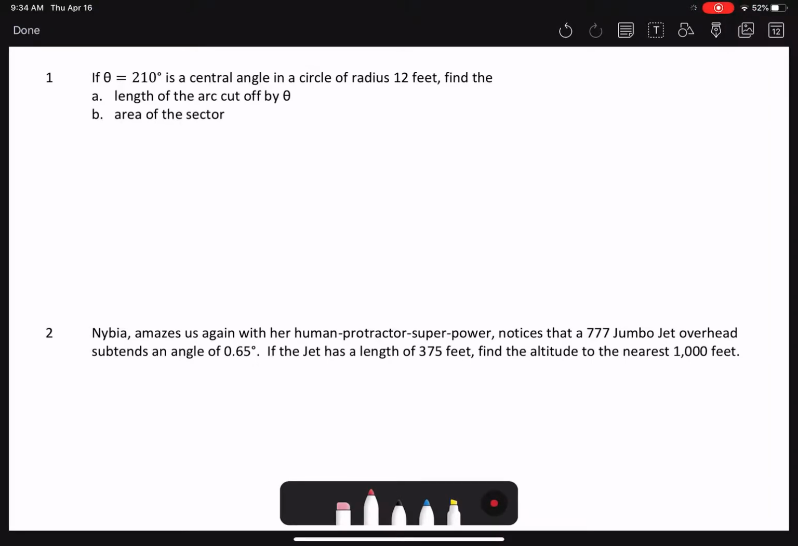Okay, on this first one, it says if theta, which is equal to 210 degrees, is a central angle in a circle of radius 12 feet, find A, the length of the arc cut off by theta, and B, the area of the sector. Okay, so for these two things, we got to know arc length. Arc length is radius times theta. And remember, theta has got to be in radians. That's something we should know.